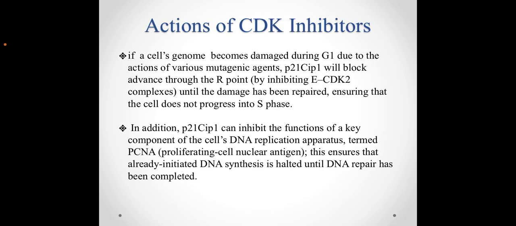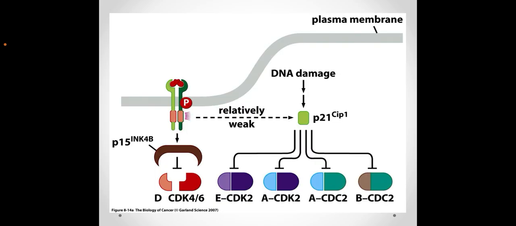If a cell's genome becomes damaged during G1 due to the actions of various mutagenic agents, P21 CIP1 will block the advance past the R point by inhibiting the E-CDK2 complexes until the damage has been repaired, ensuring that the cell does not progress into the S phase. In addition, P21 CIP1 can inhibit the function of a key component of the cell's DNA replication apparatus termed PCNA, proliferating cell nuclear antigen. This ensures that already initiated DNA synthesis is halted until the DNA repair has been completed by the DNA repair pathways or mechanisms.